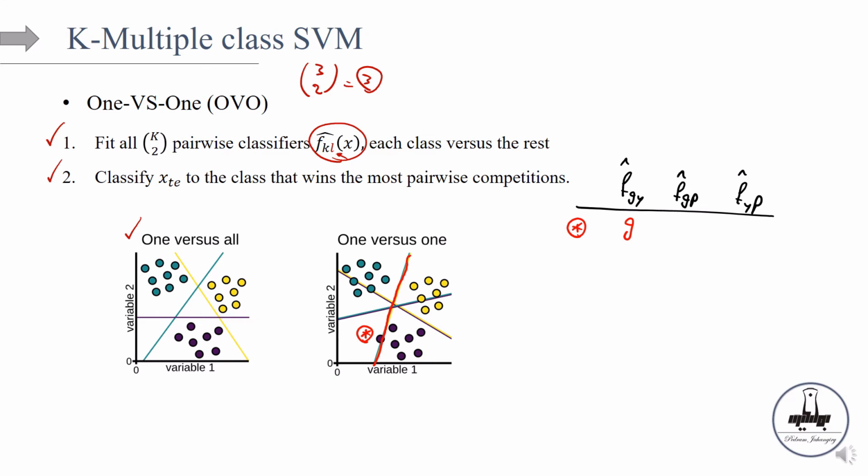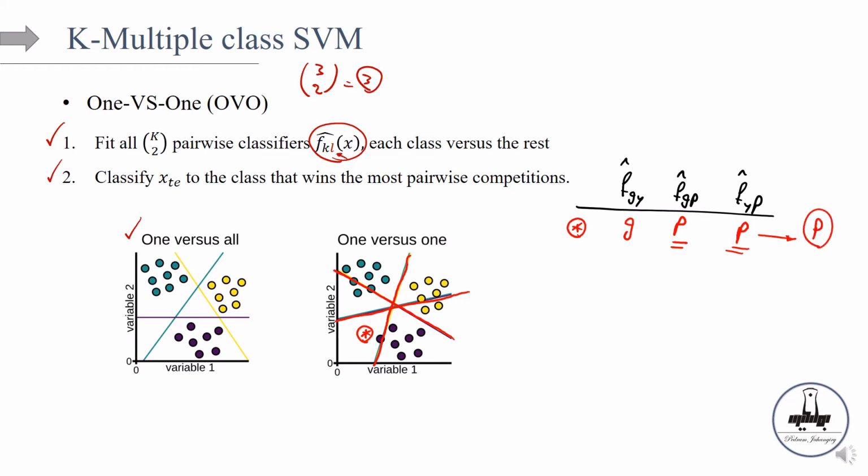The next one is between green and purple. So between green and purple, what is the hyperplane? This is the green and purple hyperplane. Which one is the winner? Yes, purple. And then finally, between yellow and purple, basically this hyperplane, which one is the winner? Purple. So what is the majority vote? What class wins the most pairwise competition? Purple. So the model is going to classify this test observation as purple.